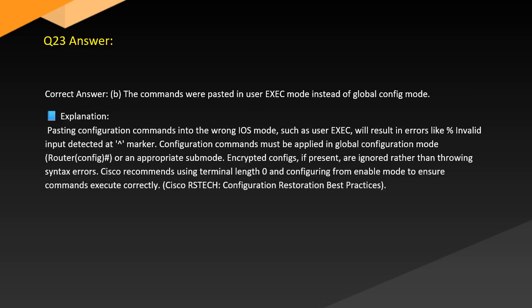Answer. Correct answer. B. The commands were pasted in user exec mode instead of global config mode. Blue book explanation. Pasting configuration commands into the wrong iOS mode, such as user exec, will result in errors like % invalid input detected at marker. Configuration commands must be applied in global configuration mode, router config pound, or an appropriate submode. Encrypted configs, if present, are ignored rather than producing syntax errors. Cisco recommends using terminal length 0 and configuring from enable mode to ensure commands execute correctly. Cisco RSTECH, configuration restoration best practices.